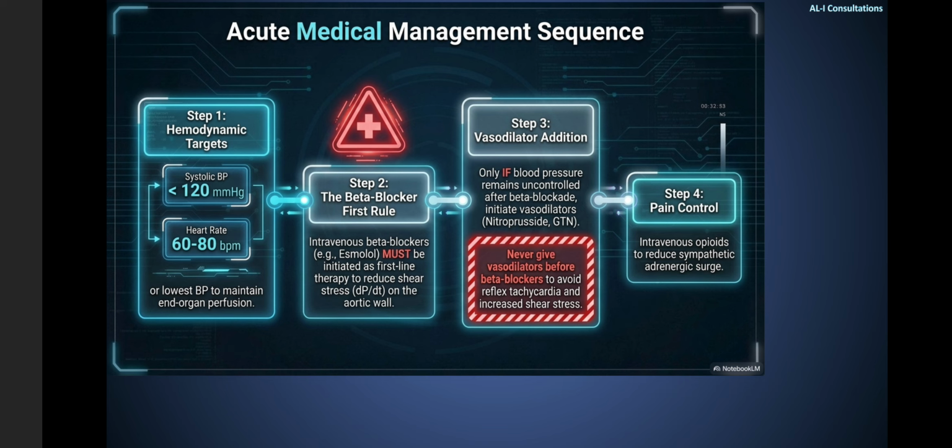Use the beta blocker first. Intravenous beta blockers must be initiated first line. Next, add a vasodilator if blood pressure remains uncontrolled after beta blockade. Finally, pain control, intravenous opioids.